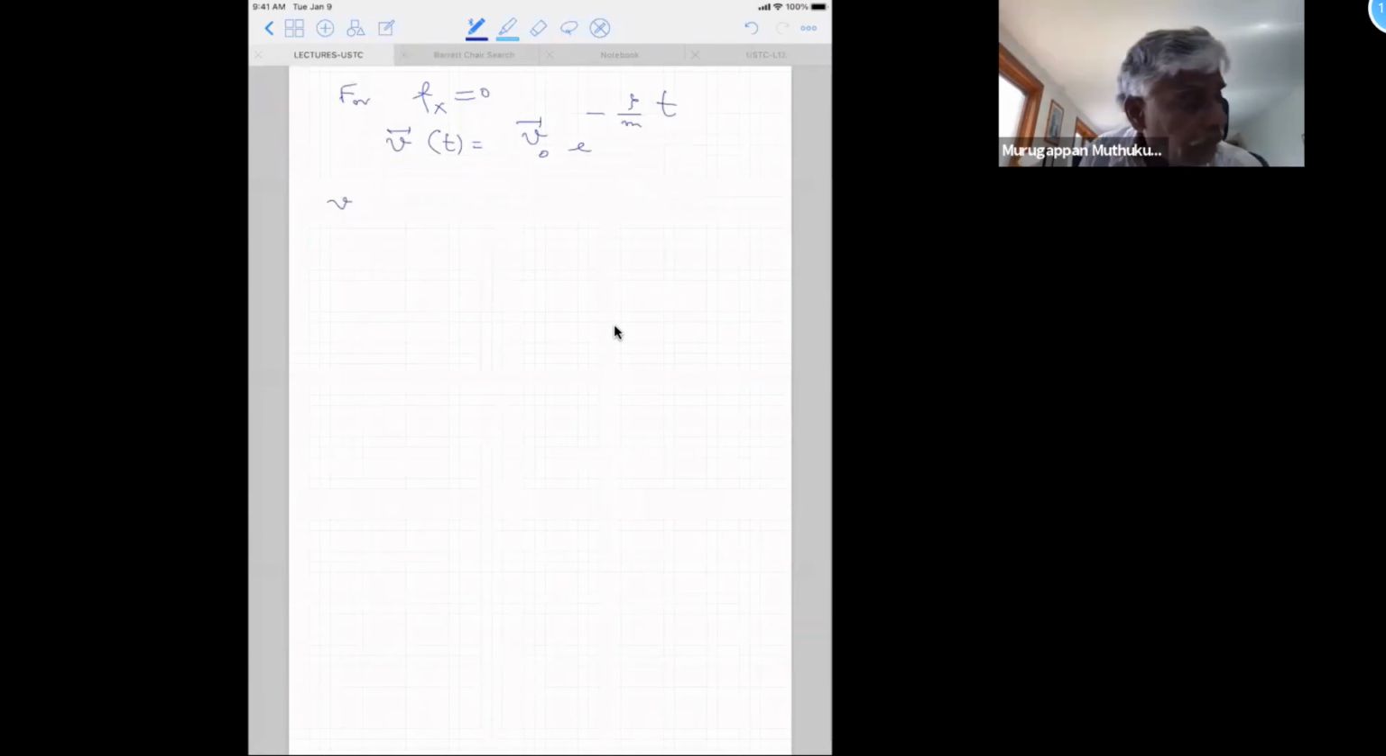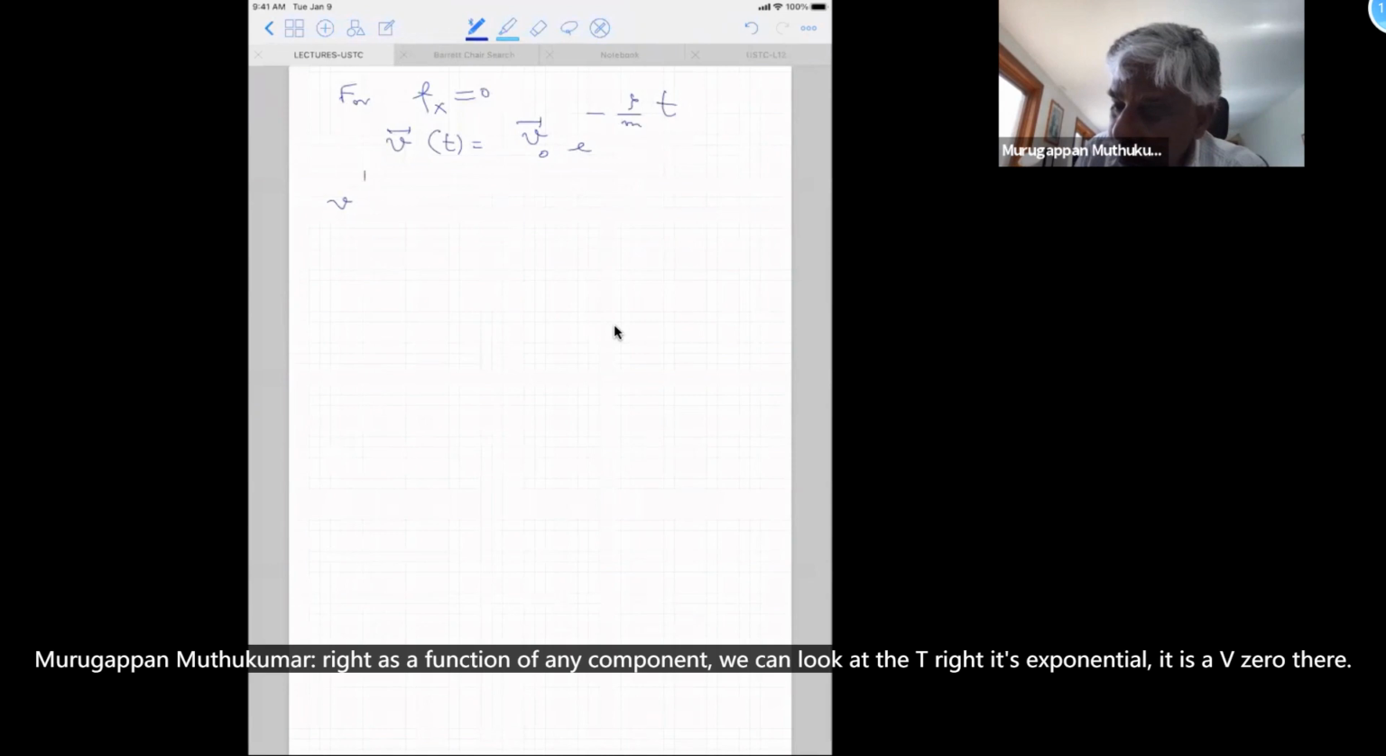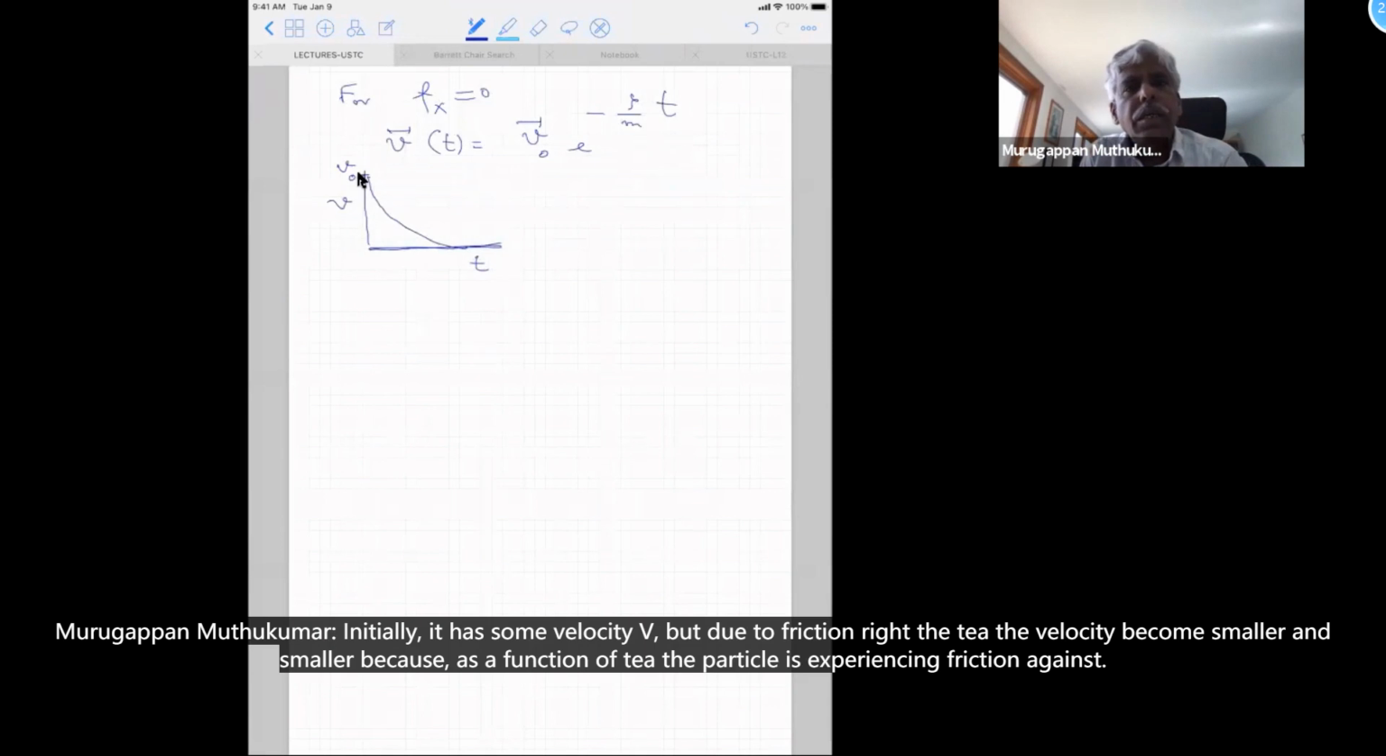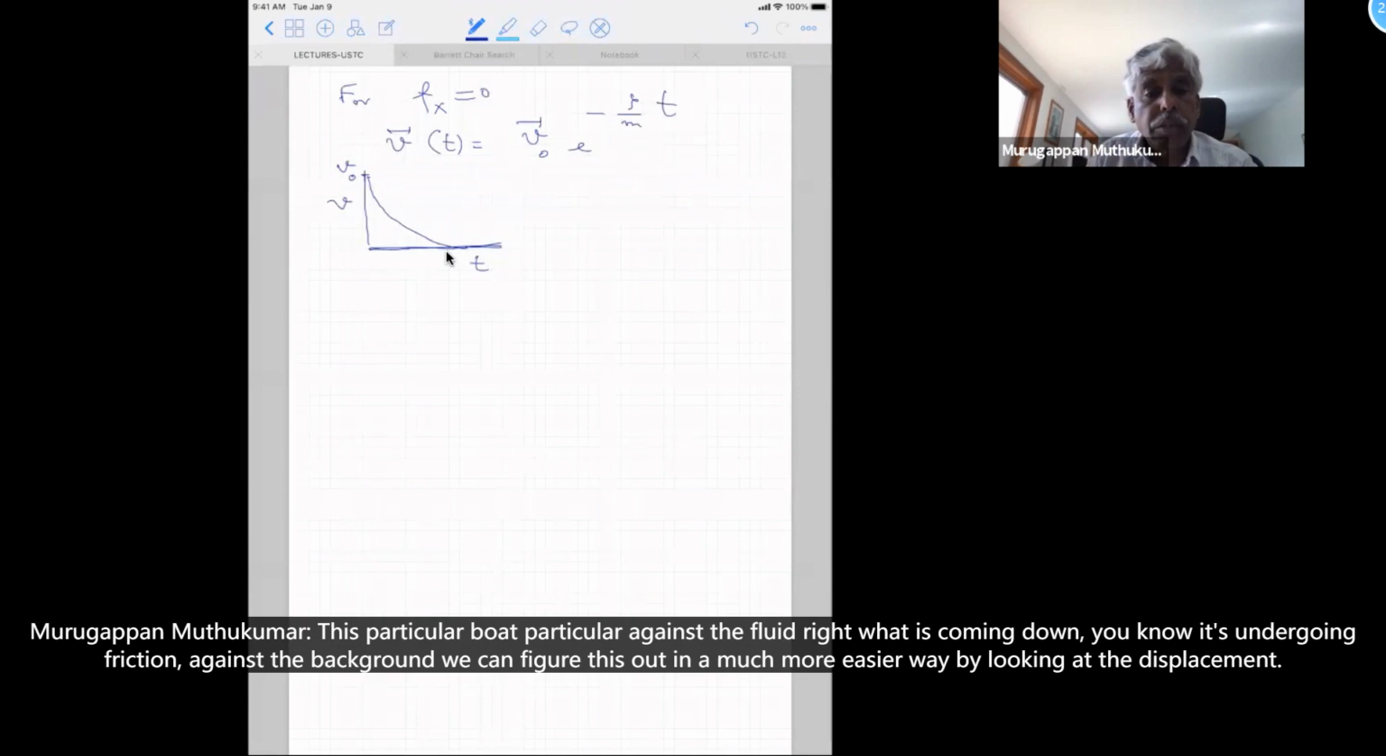V, as a function of t, for any component, is exponential. This is v0 there, and it's exponential, coming down like this. Initially it has some velocity v, but due to friction the velocity becomes smaller and smaller as a function of t, because the particle is experiencing friction against the fluid. This boat is coming down. It's undergoing friction against the background.